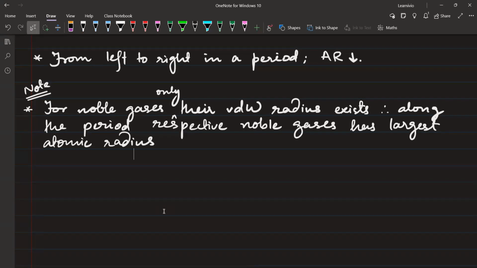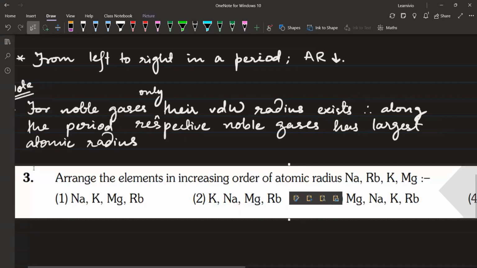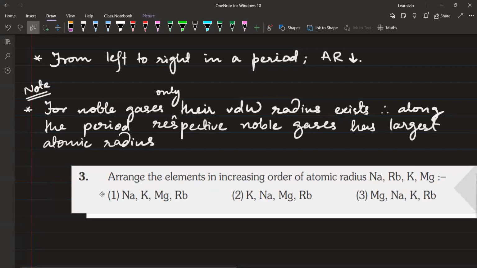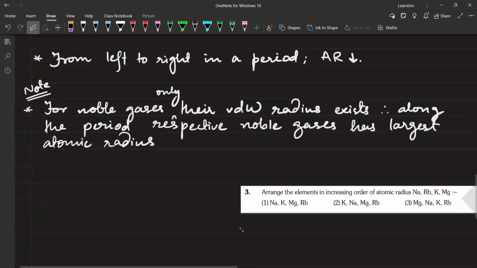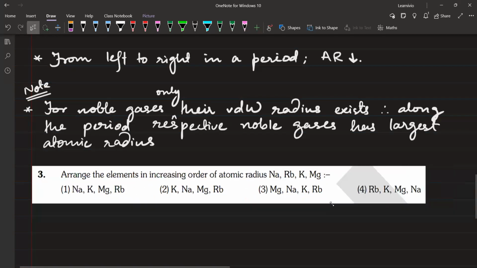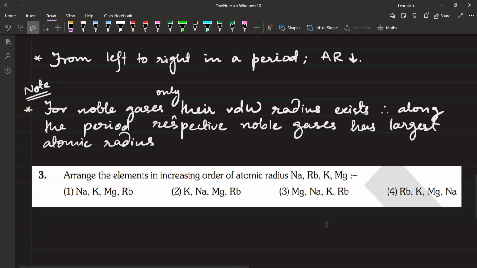Let's do some questions. I hope you have some idea about the periodic table. You must have read a little. Even if you are just reading, you will be able to recognize the elements along a period and how they are arranged down the group. Tell me this: let's do sodium, rubidium. Arrange in increasing order of atomic radius.